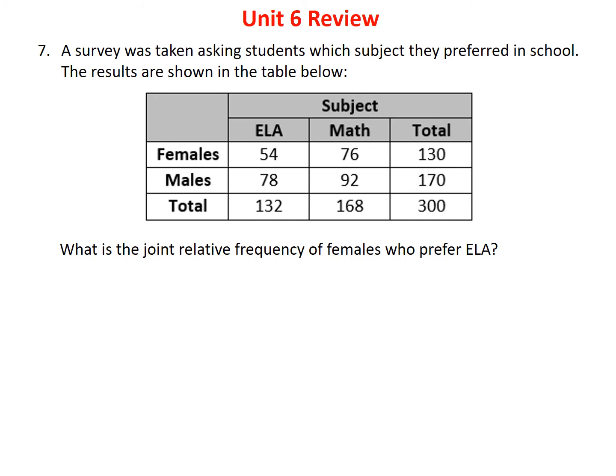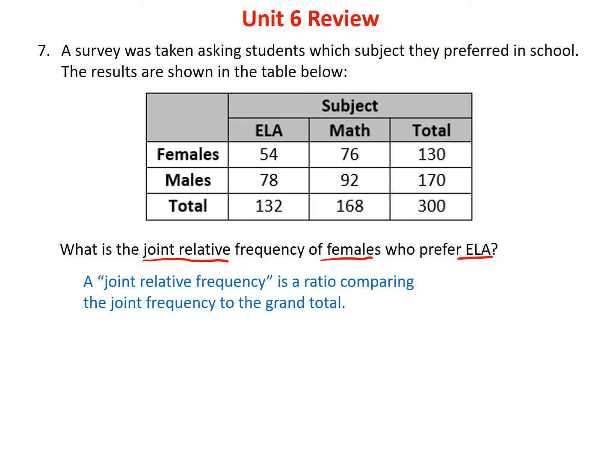The problem continues by asking us, what is the joint relative frequency of females who prefer ELA? Well, the joint relative frequency is a ratio that compares the joint frequency to the grand total. In other words, we're going to compare all the females who also like ELA to the total of the whole survey. So notice we go to our chart here.